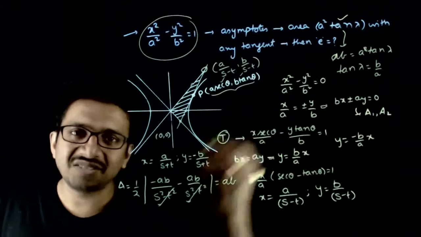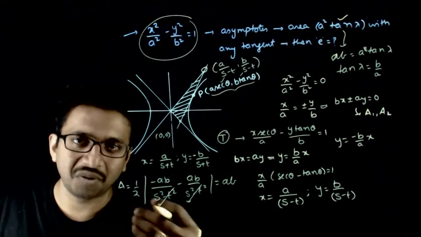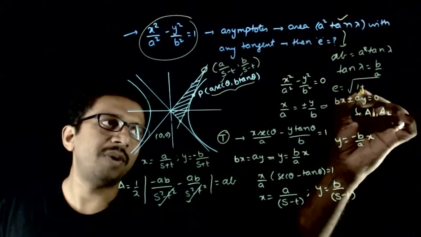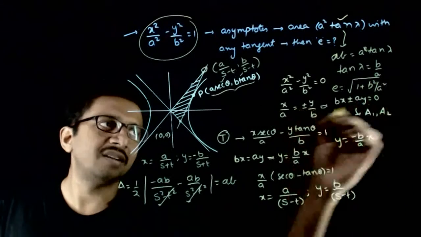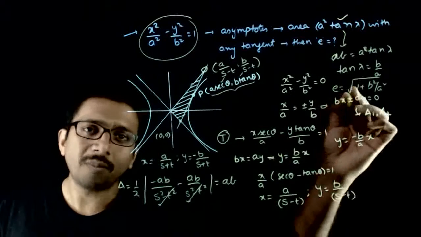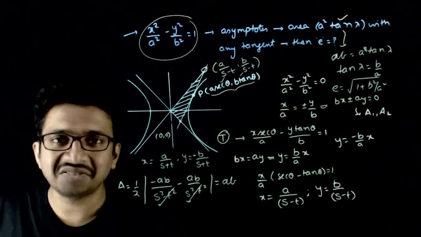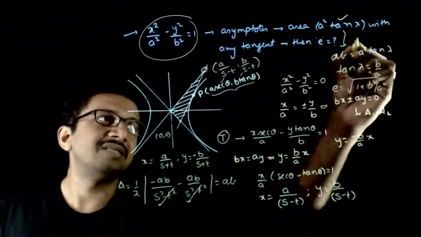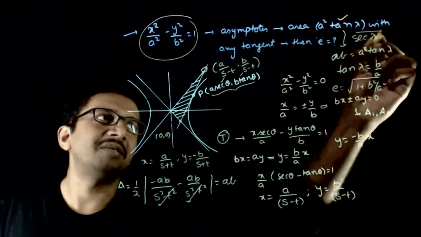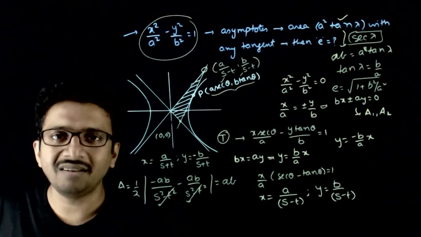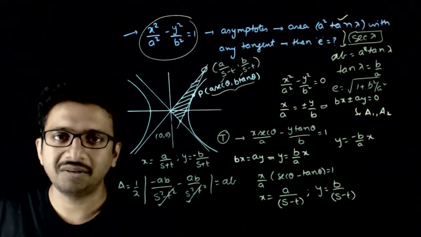So what is the eccentricity? You know the formula for eccentricity. Eccentricity is equal to root of 1 plus b square by a square. That is nothing but 1 plus tan square lambda, since b square by a square is tan square lambda. It is secant square lambda. Root of secant square lambda is secant lambda. So the value of eccentricity is secant lambda. That's the right answer to this question. Thank you.